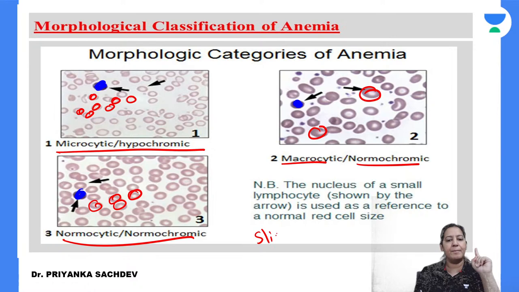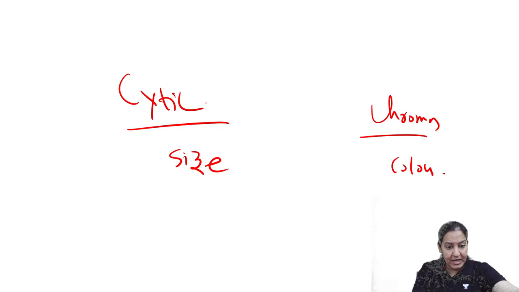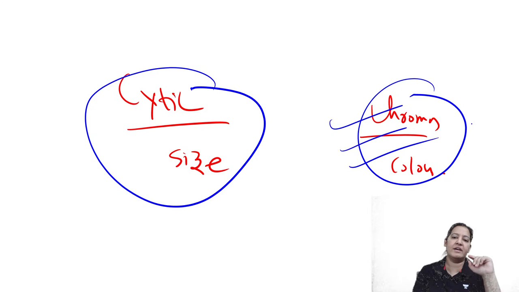But my point, now no slide, no image, no peripheral smear will come in your exam without a lymphocyte. Without lymphocyte, you cannot comment on cytic. You cannot comment on size. But without lymphocyte, you can comment on chroma. Chroma or color got nothing to do with lymphocyte. You require a lymphocyte to comment on the size of RBC. You do not require lymphocyte to comment on the color. You got my point? That is the basics you should know.